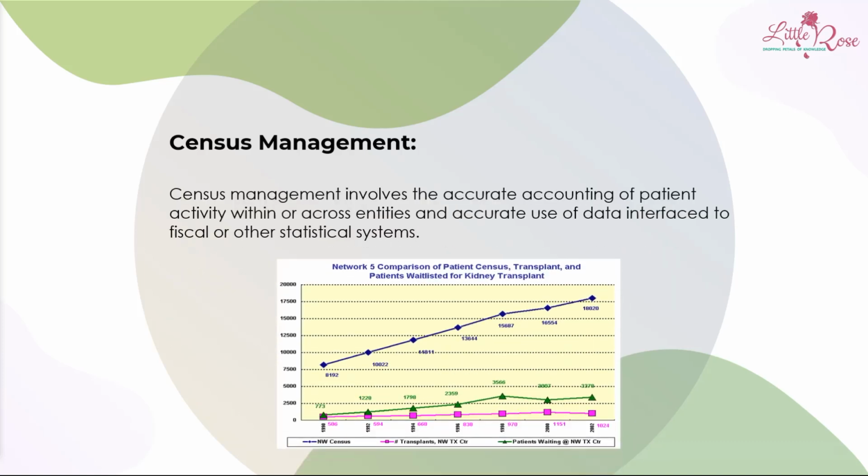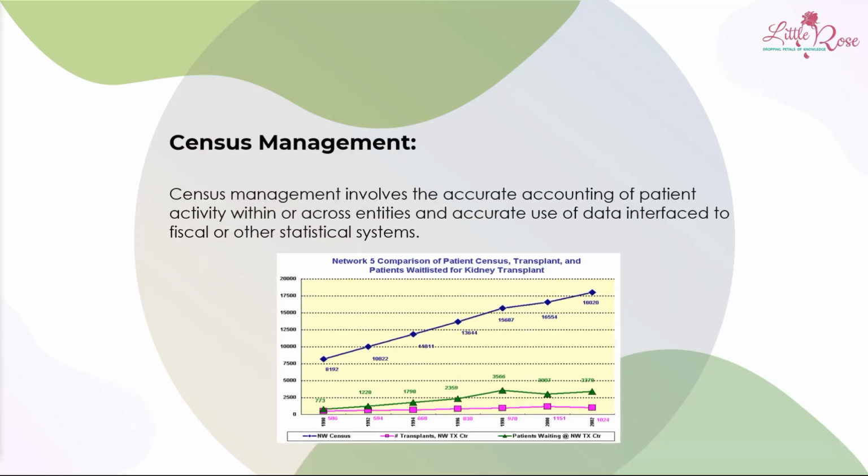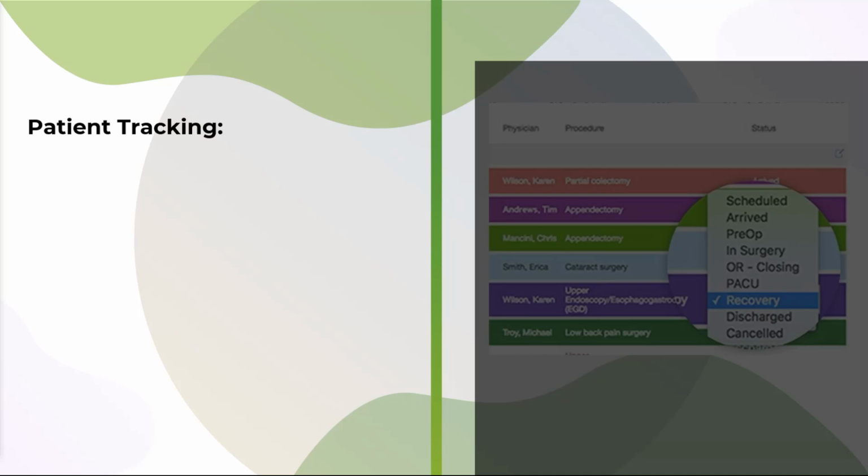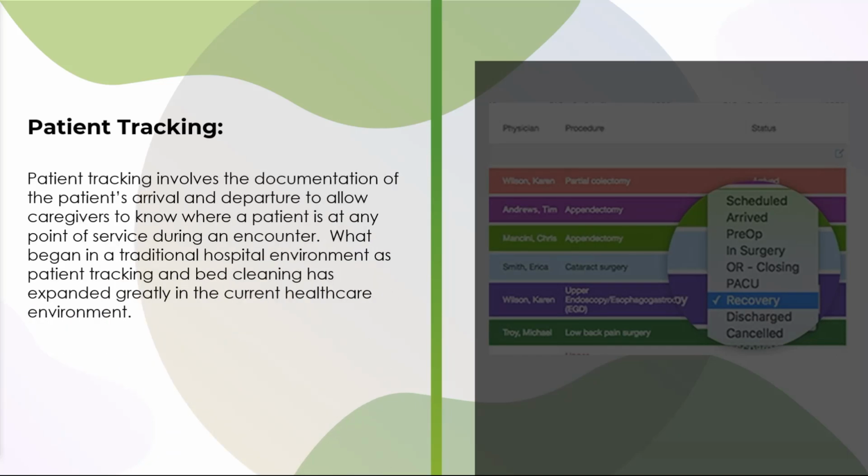Census management. Census management involves the accurate accounting of the patient activity within or across entities and accurate use of the data interfaced to fiscal and other statistical systems. Patient tracking. Patient tracking involves the documentation of the patient's arrival and departure to allow caregivers to know where a patient is at any point of service during the encounter.